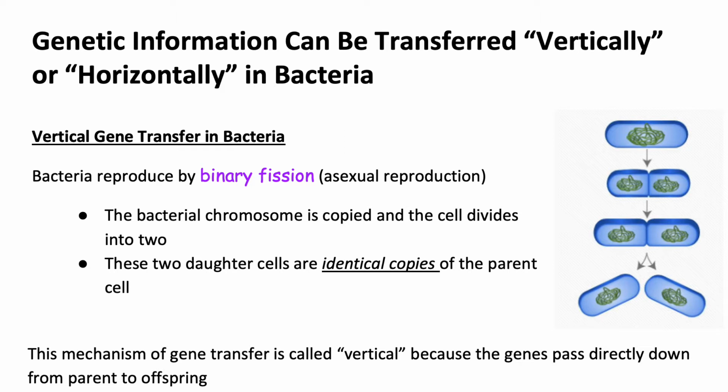So first I'll explain what's meant by vertical gene transfer in bacteria. Bacteria reproduce by binary fission, which is asexual reproduction. What happens is the bacterial chromosome is copied and the cell divides into two. These two daughter cells are identical copies of the parent. So this mechanism of gene transfer is called vertical because the genes pass directly down from parent to offspring.